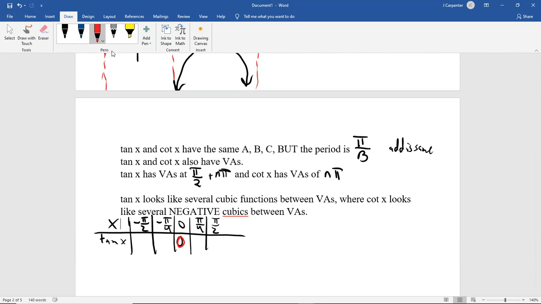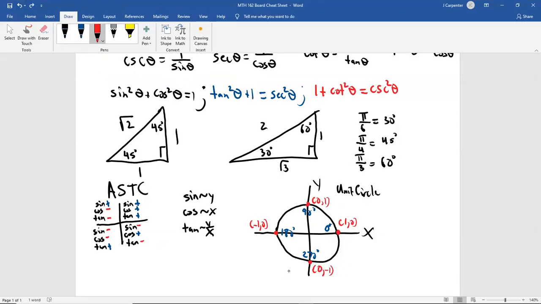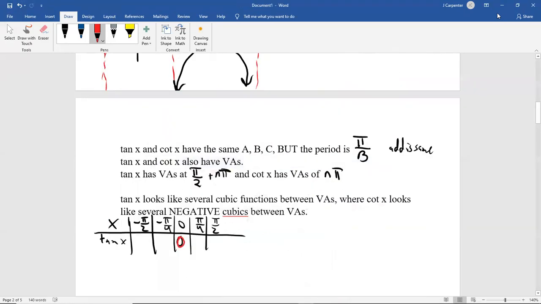The pi over 2 and the negative pi over 2 are also quadrantals, so we'll go to the positive 90 and negative 90. Positive 90 degrees is up here. The y over the x is 1 over 0, but 1 over 0 is undefined. Also here at 270, which is negative 90 degrees, negative 1 over 0 is also undefined. So these are undefined, undefined.